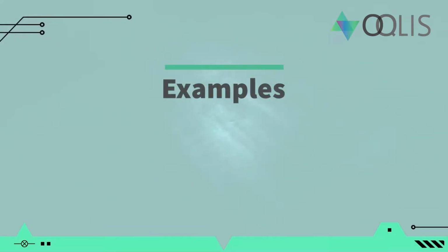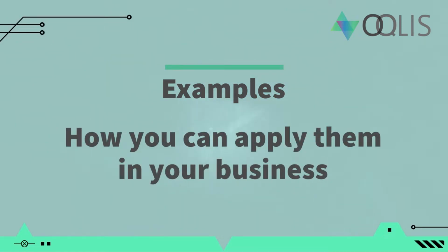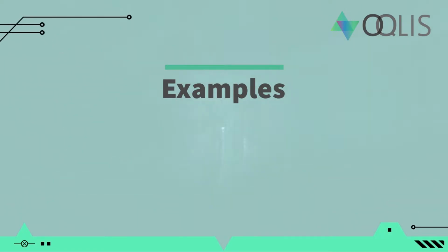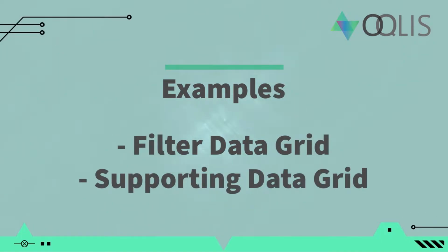Let's take a look at a few examples of how data grids are used in order to give you a better understanding of how you can apply them in your business. The first thing to note is that there are two main types of data grids, a filter data grid and a supporting data grid. They are created in the same way, but the data that they display is slightly different.